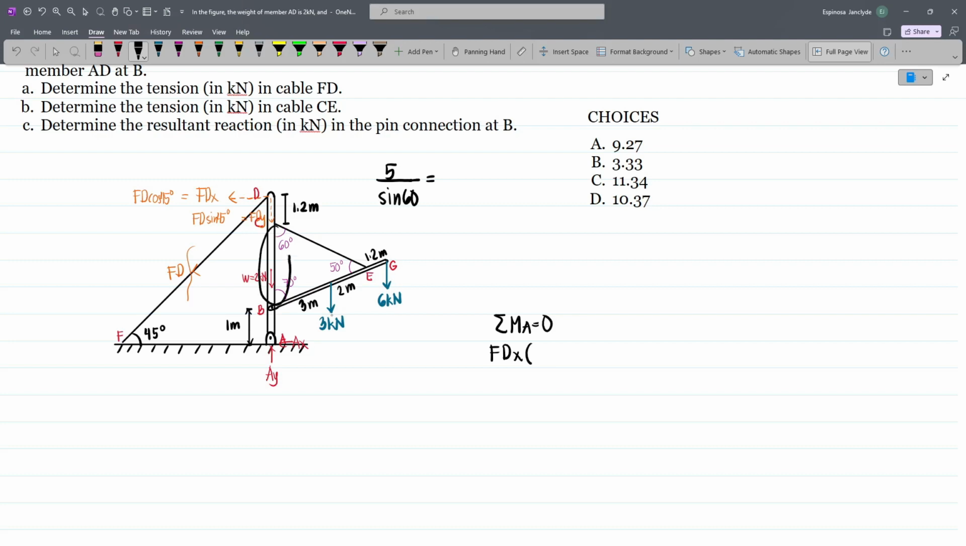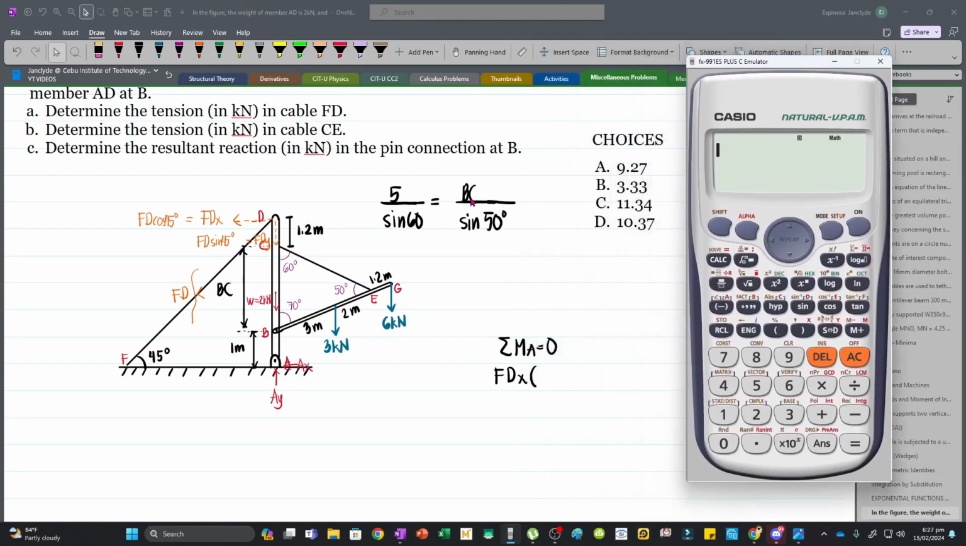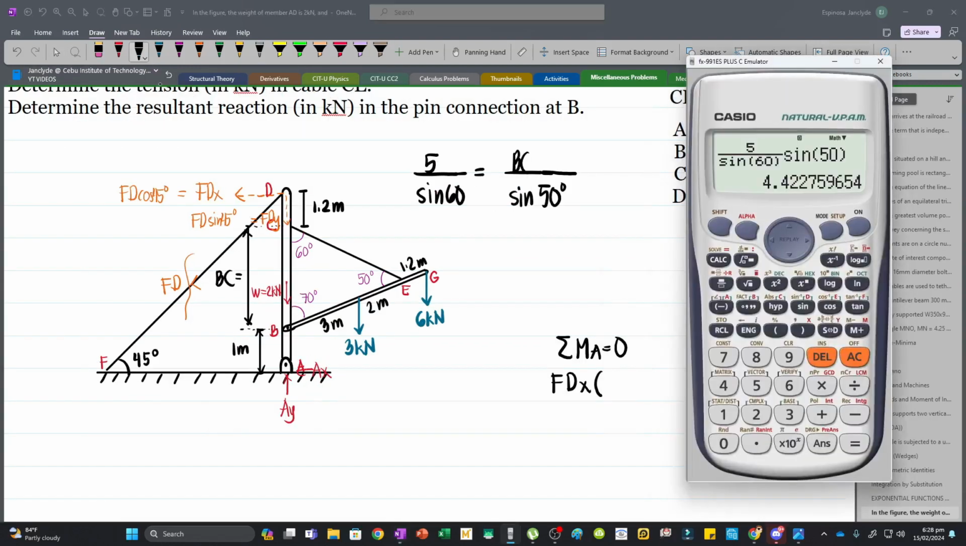And then since we need this distance, ililabel natin to as, let's say, BC. Kasi this is from B up to C. And so this is BC, and then divided by sine ng opposite angle, which is 50 degrees. Kasi that's opposite. And so this is sine 50. Now, using our calculator, our BC will be 5 over sine 60 multiplied by sine 50. And so that will be 4.42. Now, pwede mo itong i-store sa variable or pwede mo naman yang isulat. Now, for the sake na maging malinaw yung solution natin, isusulat ko na lang yung value nito. So, yung BC natin, that's 4.42.